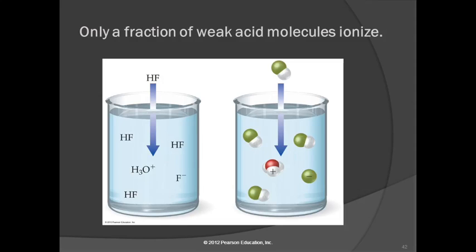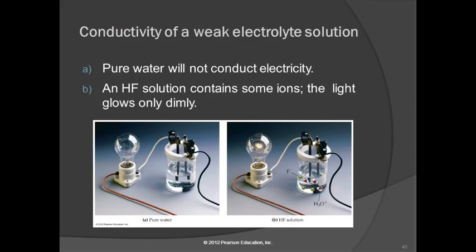In pictures and symbols, here we've got the HF. We put it in water. We get some hydronium ions and some fluoride ions, but we also have a lot of hydrogen fluoride molecules floating around. Hydrochloric acid doesn't do that, but hydrofluoric acid does. Only a fraction of these molecules ionize. Most of them are present as molecules still. And so what we see is that it does conduct electricity, but weakly, not very strongly. It is a weak electrolyte. It has ions in it, so it can conduct electricity, but there aren't very many ions, and so not much current can flow, and so you get just this dim glow on the light bulb.